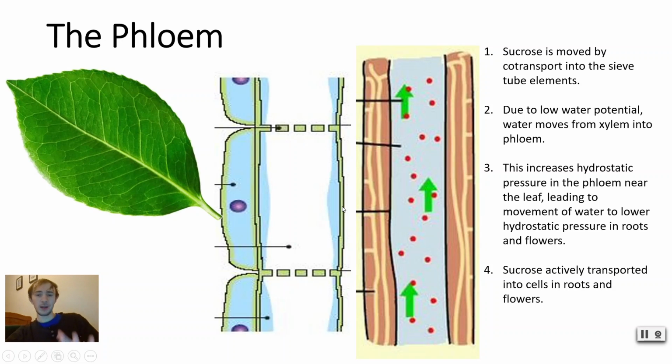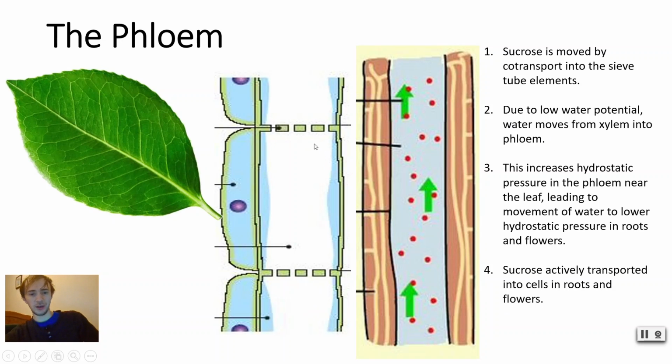Nearly all the water is going to move out of the xylem into the phloem, and the phloem is going to bulge out. It's going to get very large. And basically, the hydrostatic pressure is going to increase dramatically. You're packing a large amount of water into a very small space. And that can't last forever.